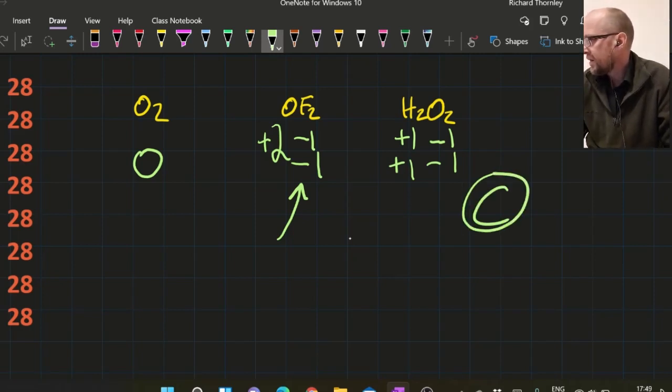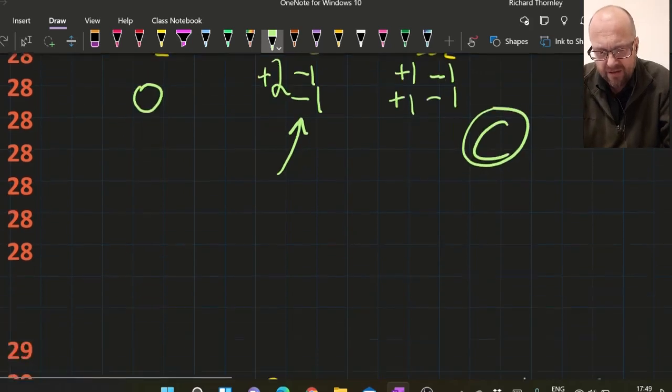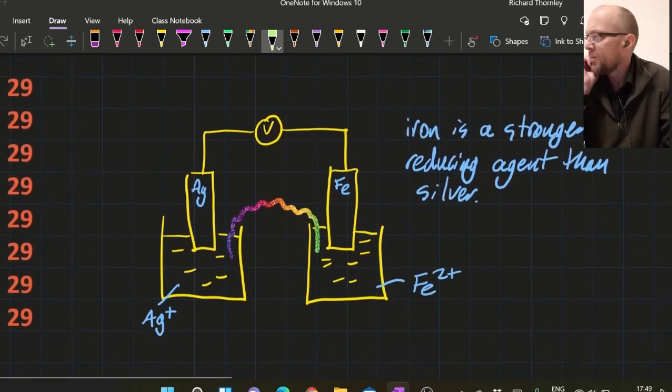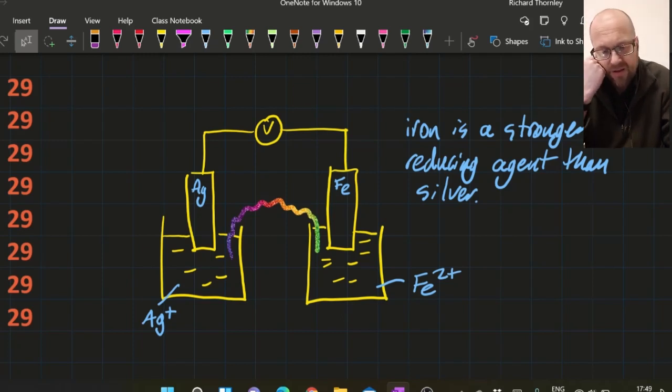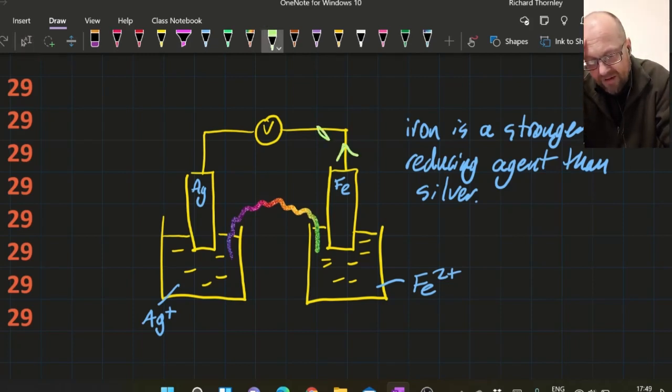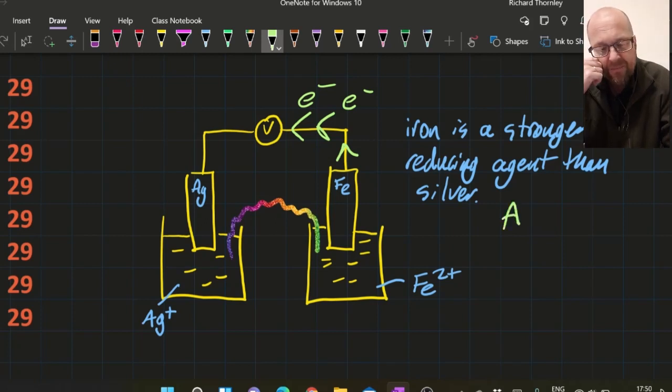29. Oh, electrochemistry. Let's hope this is easy. What am I trying to do? Okay. So electron direction. Iron is a stronger reducing agent than silver. So I think a reducing agent is itself oxidized. Reducing agent is self-oxidized. Oxidation is loss of electrons. Okay, so iron wants to lose the electrons. So the electrons are being vomited off the iron going that way. Electron flow from right to left. So that gives me A or D?